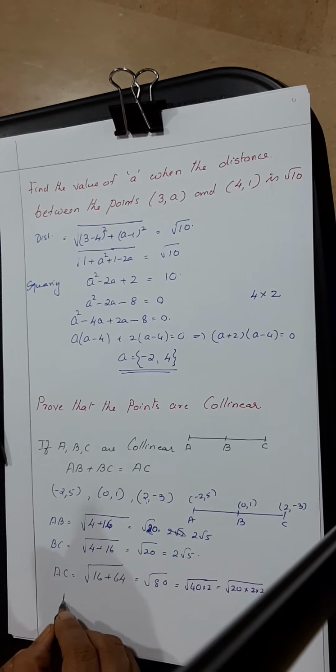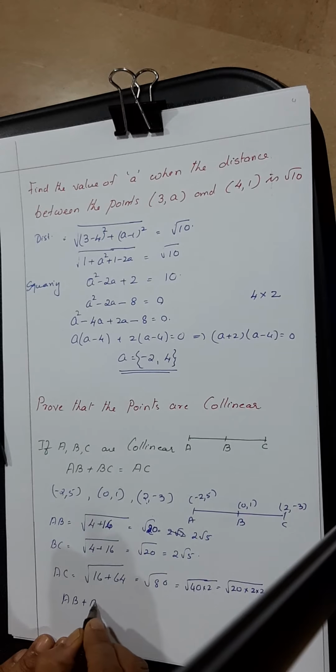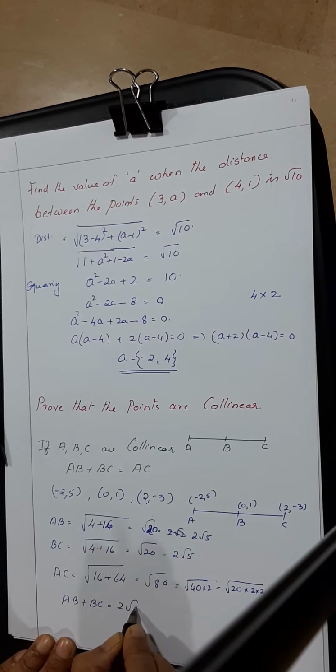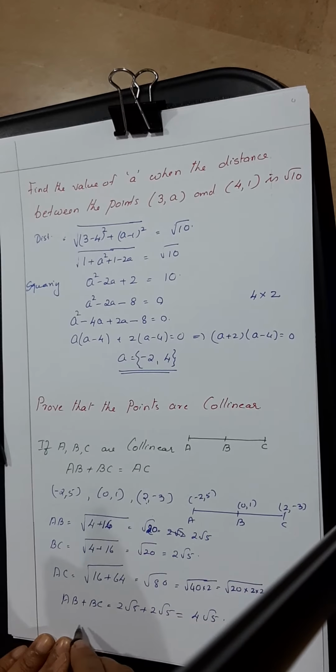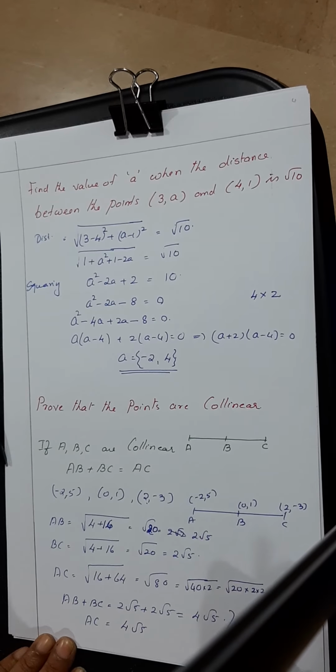Now AB plus BC is equal to 2 root 5 plus 2 root 5 is equal to 4 root 5, and AC is also equal to 4 root 5. So from this you can say AB plus BC is equal to AC. Therefore A, B, C are collinear.